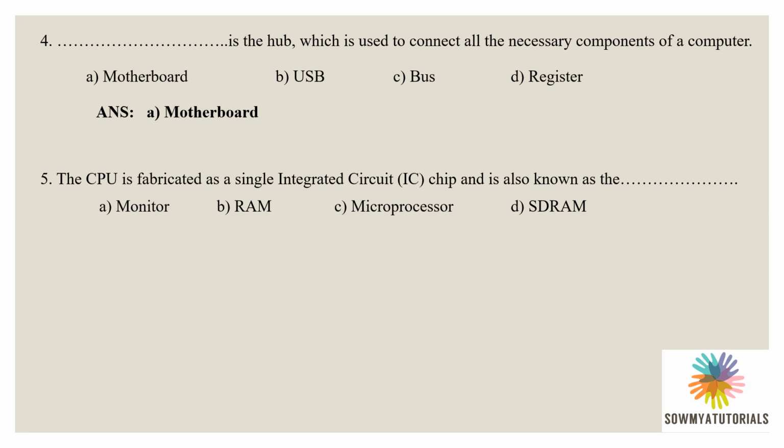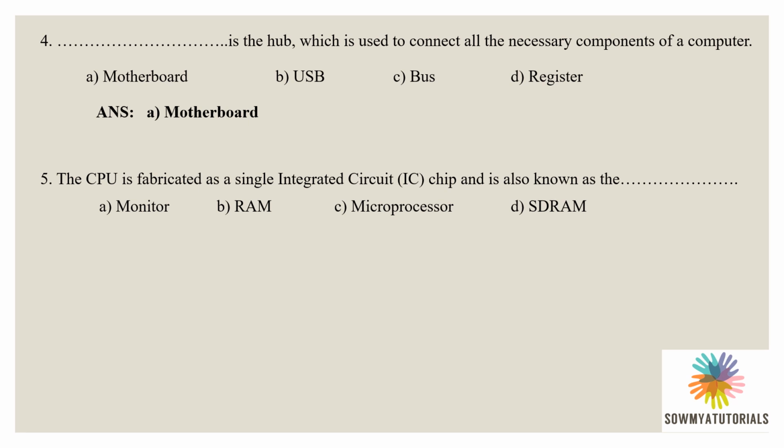Option A, monitor. What does monitor mean? The monitor is the electronic output device, also known as the video display unit. It is used to display images, text, videos, or anything generated by the connected computer via the computer's video card. This is called a monitor. Then RAM: random access memory. RAM is essential short-term memory in our computer system.